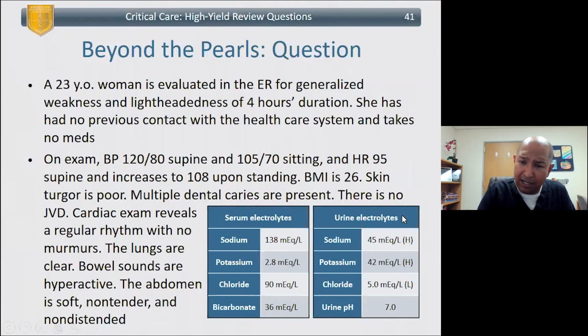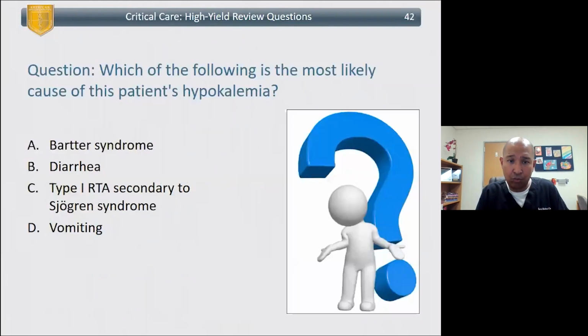Then we have a bunch of urine electrolytes here. We have a sodium. I put that on the higher side. Potassium is high. And the chloride is low when the urine pH is 7.0. So I gave the values of whether they're high or low when we talk about the urine electrolytes. So with that being said, what is the question? Which of the following is the most likely cause of this patient's hypokalemia? All right. So we got some choices here. Let's kind of go through these together.